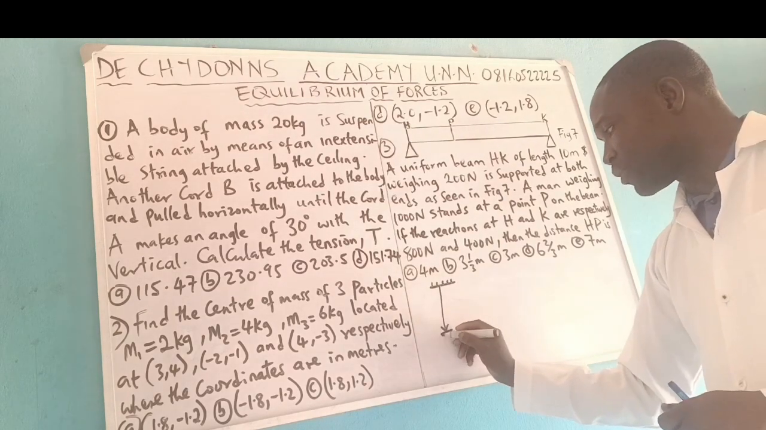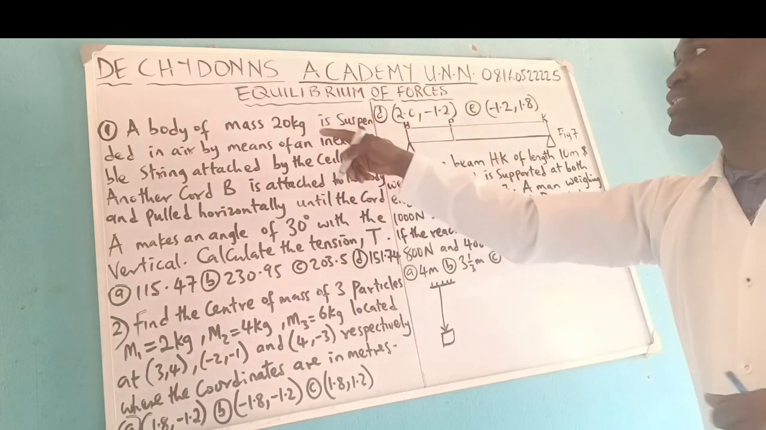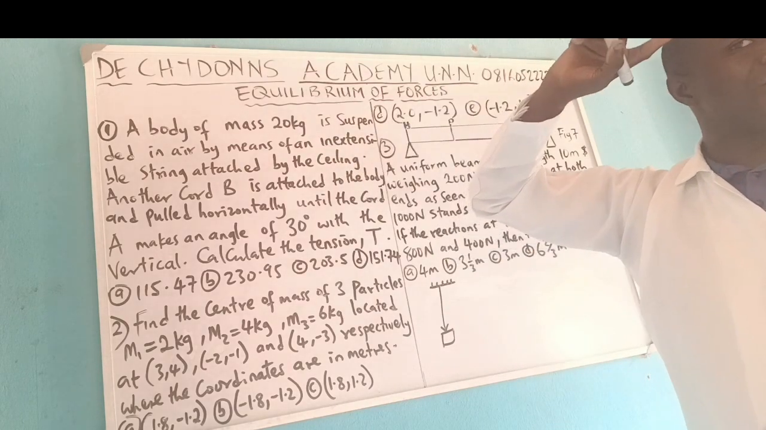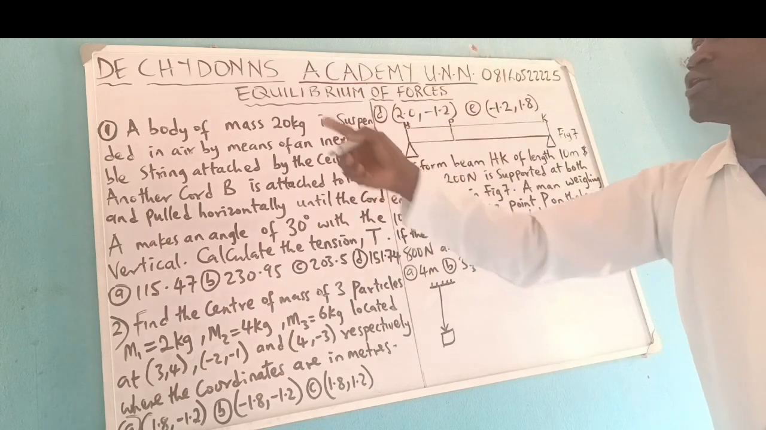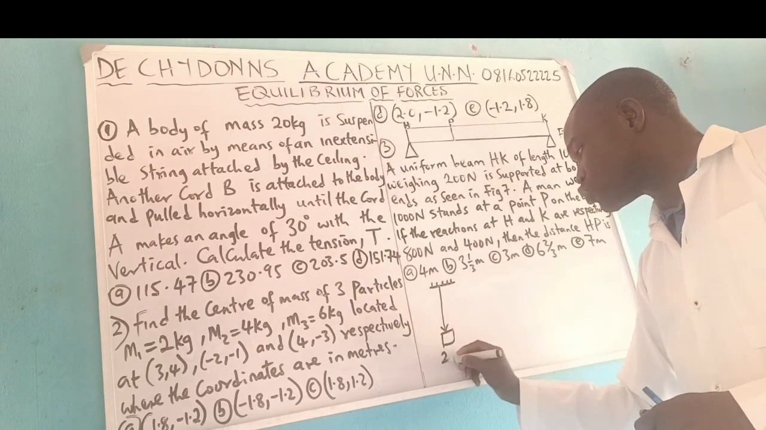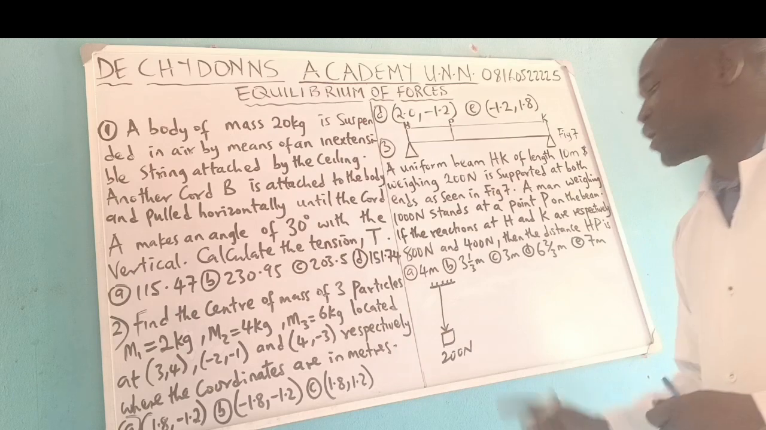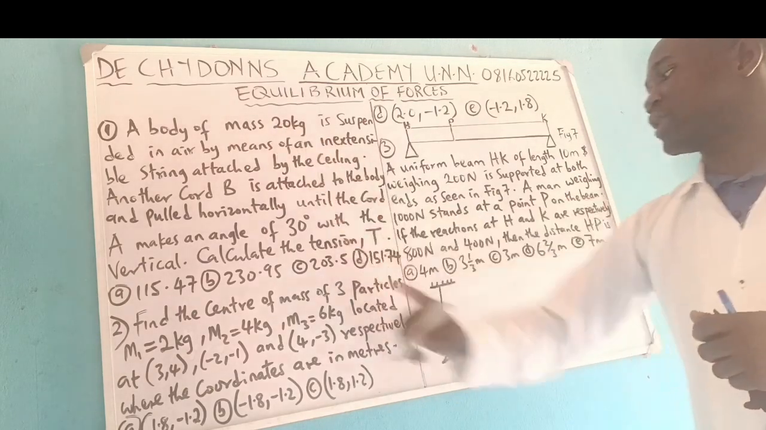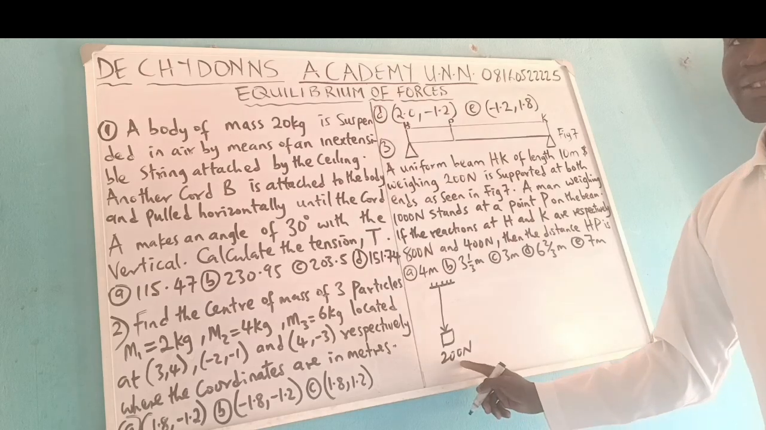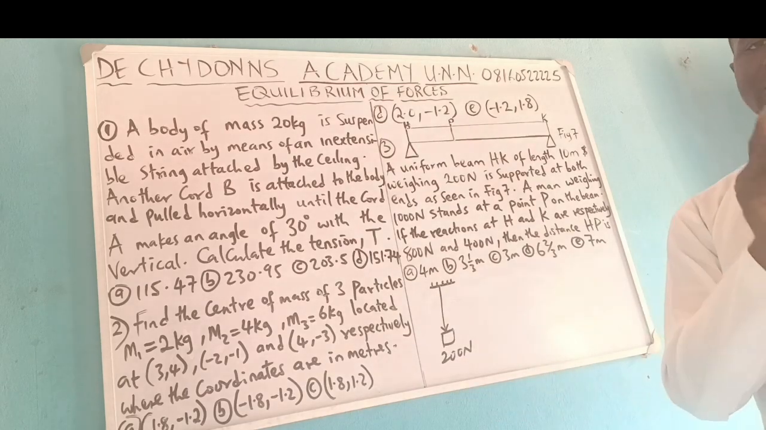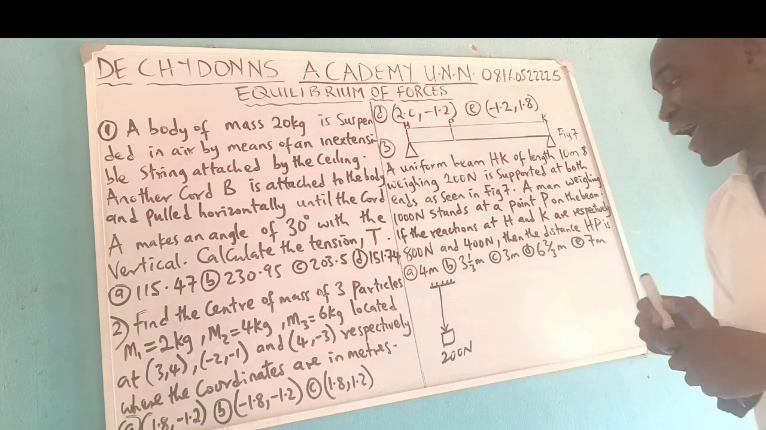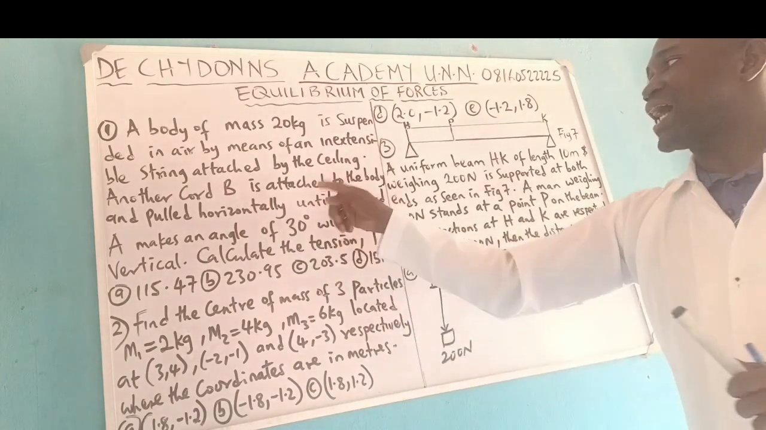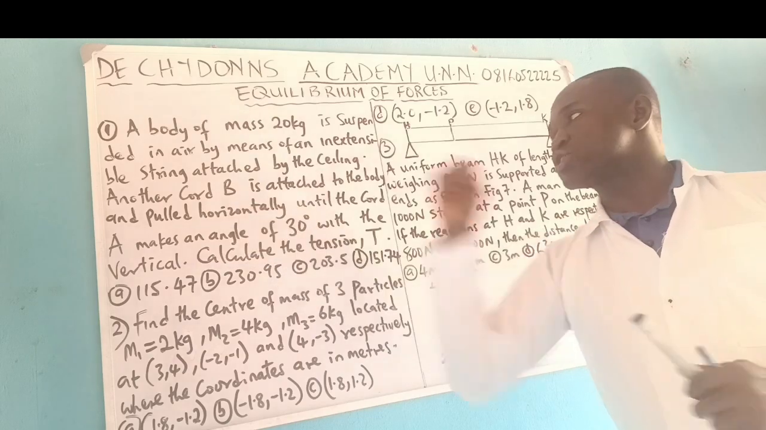And look at the body now. We say it's 20 kilogram. So to Newton, 20 times acceleration due to gravity, which is constant to be 10. 20 times 10 is 200 Newton. That is the weight of the body. This is the mass of the body, and 200 Newton becomes the weight, because we use acceleration due to gravity as 10. Then they said another cord B is attached to the body and pulled horizontally.